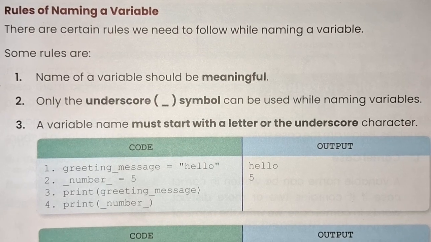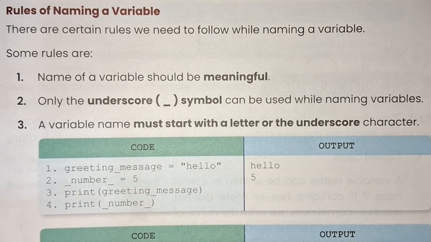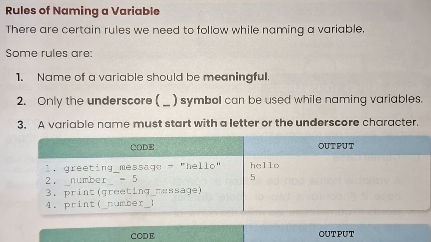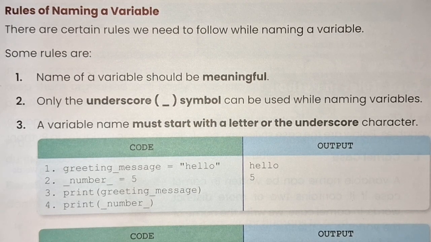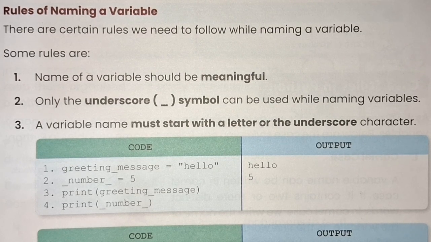Now let's talk about the rules of naming a variable. There are certain rules we need to follow while naming a variable. Some rules are: name of a variable should be meaningful. Only the underscore symbol can be used while naming variables. A variable name must start with a letter or the underscore character.